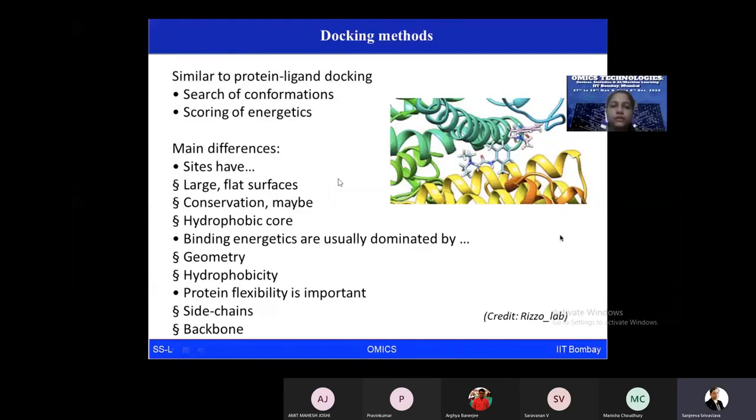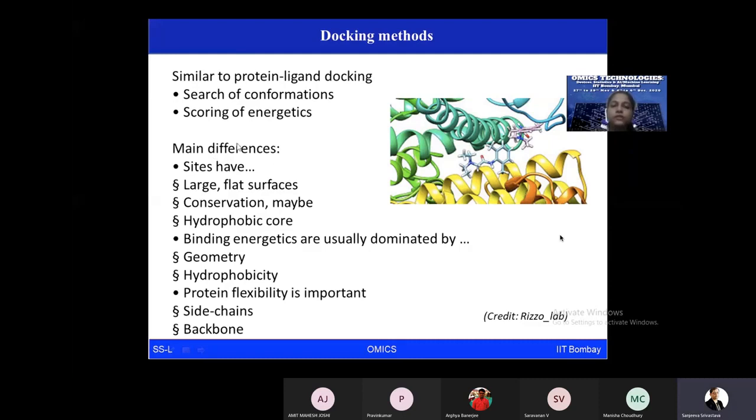There are several docking methods. First, we all know about protein-ligand docking, and then there is protein-protein docking. One similarity between protein-ligand docking and protein-protein docking is that both approaches look for the best conformations and the lowest binding free energy.